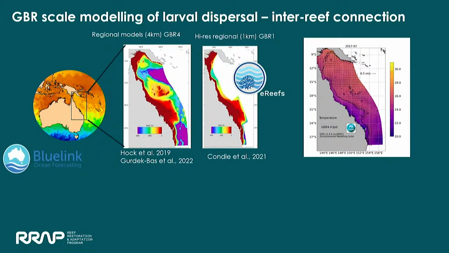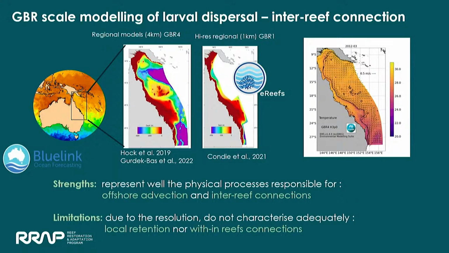Some people in the community are using the 1K or the 4K to do downstream products. It's important to remember the strengths and limitations of those models. Both of them are very good at representing this large-scale circulation, so there's going to be good advection and potentially inter-reef connection.